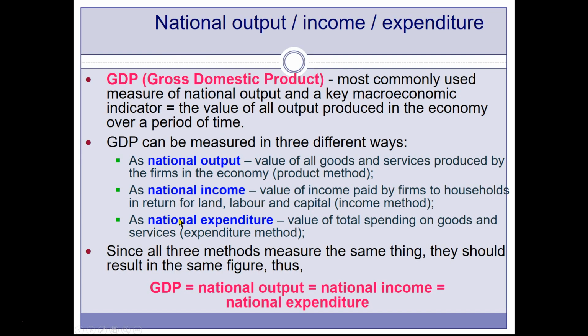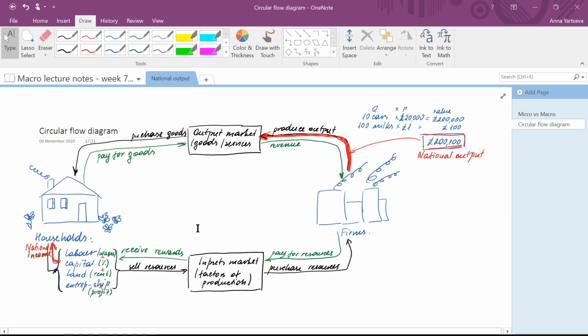And the third way to measure GDP will be national expenditure. National expenditure is calculated as the total value of all spending on goods and services in the economy using the expenditure method. If we try to calculate the size of these particular payments and purchases, we will be able to calculate the value of national expenditure, how much money was spent on goods and services in a particular year. So this will be national expenditure, how much money was spent.